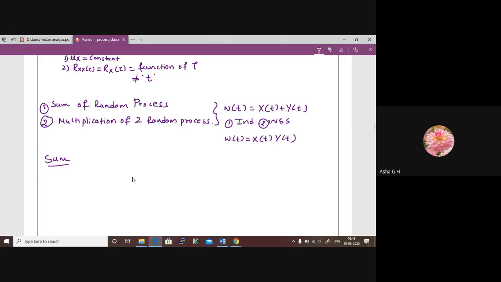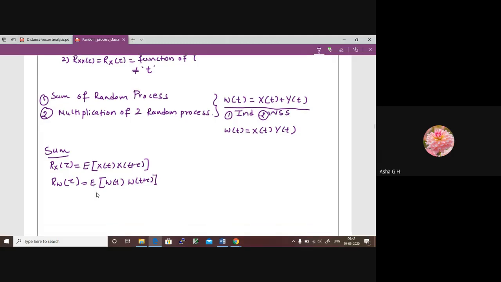Now we know that the standard equation for the autocorrelation function Rx of tau is equal to the expectation of x of t times x of t plus tau. This is the standard equation. Now if we want to find the autocorrelation function Rw of tau, where W is equal to the sum of x of t and y of t, this is equal to the expectation of the random process W of t and its shifted version W of t plus tau. Okay, quickly solve it and try to tell me what is the answer for this.